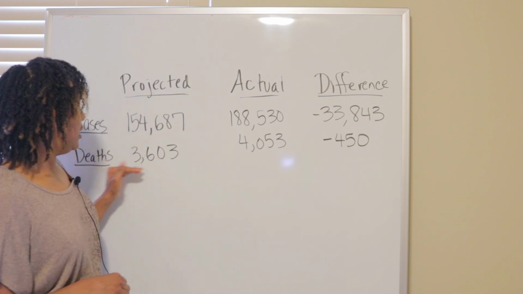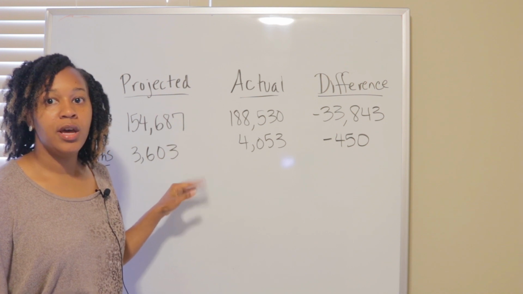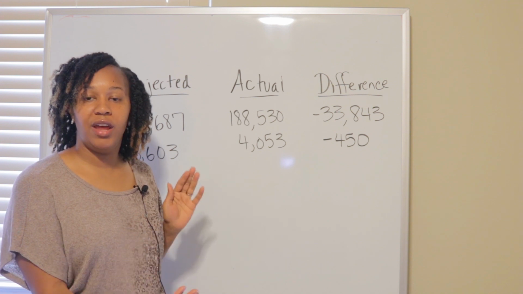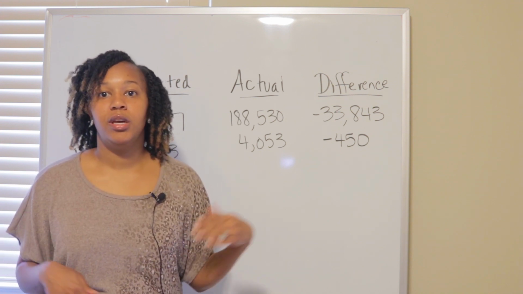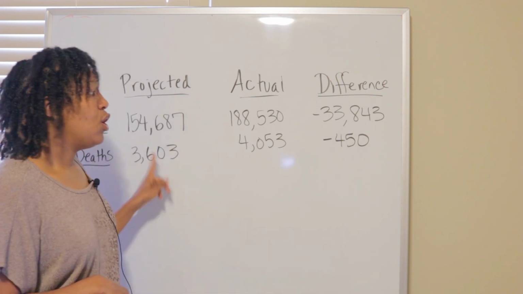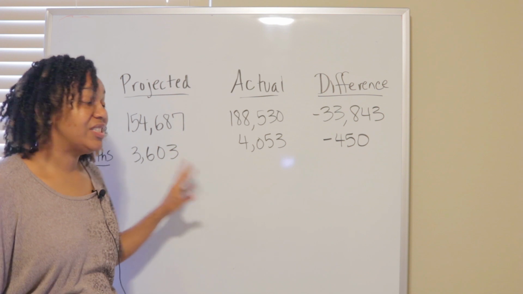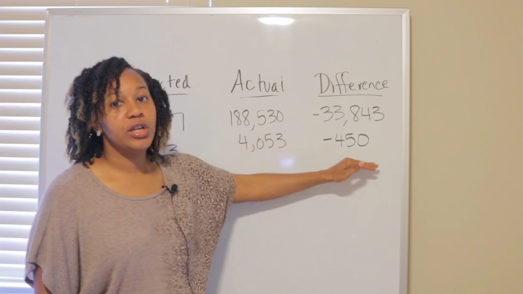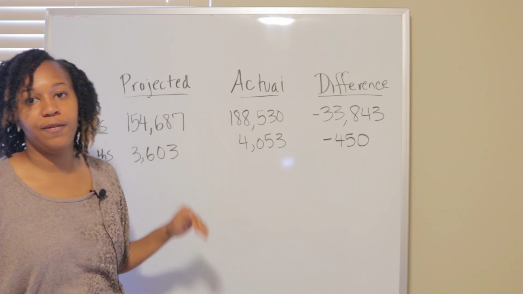I also predicted that we would have 3,603 deaths on March 31st. Not on that day we would have that many deaths, but that's how many people would have died from COVID-19 from the beginning, from the first case being here until March 31st. We actually had 4,053 deaths, which is a lot of deaths, y'all. But that was a difference of 450. My number that I projected was down 450.